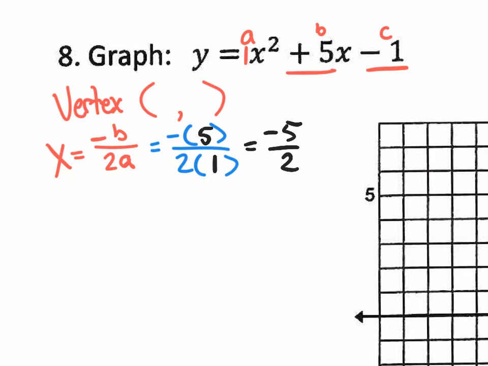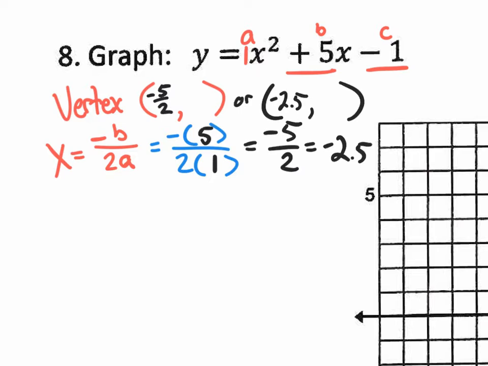Now, if you want the y value, you simply plug it in. So the vertex x value is -5 over 2. And of course, you could write this as a decimal. It's -2.5. Right? If you have $5 and you divide it in half, it'd be $2.50. And it is negative. A negative divided by a positive is a negative. So you could write the vertex with the x value as a fraction, or you could write the vertex with the x value as -2.5.